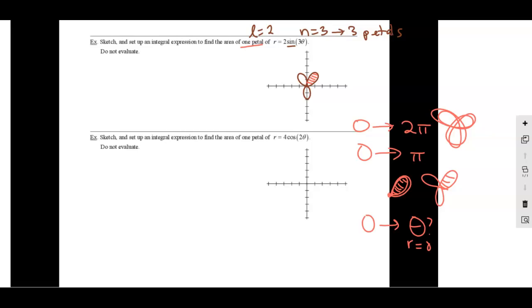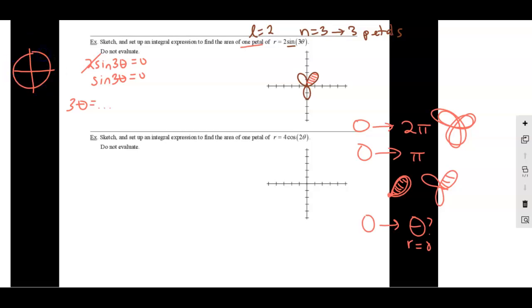And how we do that is we just set r equal to 0. So here we go, 2 sine 3 theta, we want that to be 0. That means, divide by 2, it doesn't matter, sine of 3 theta is equal to 0. Here's a trig equation. There's infinitely many values that this is going to work for.